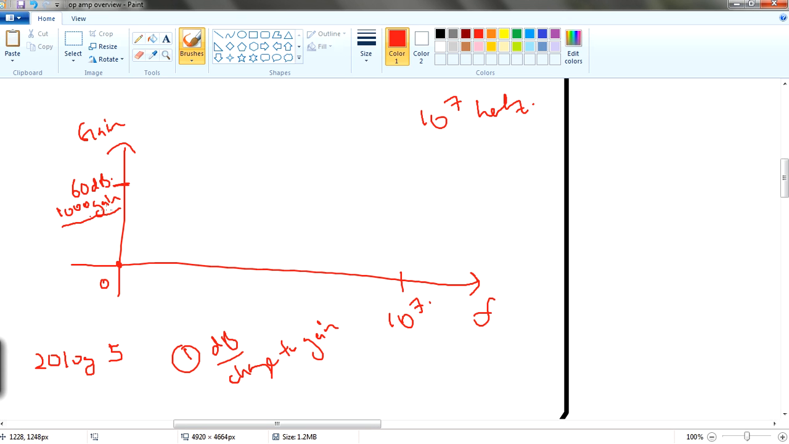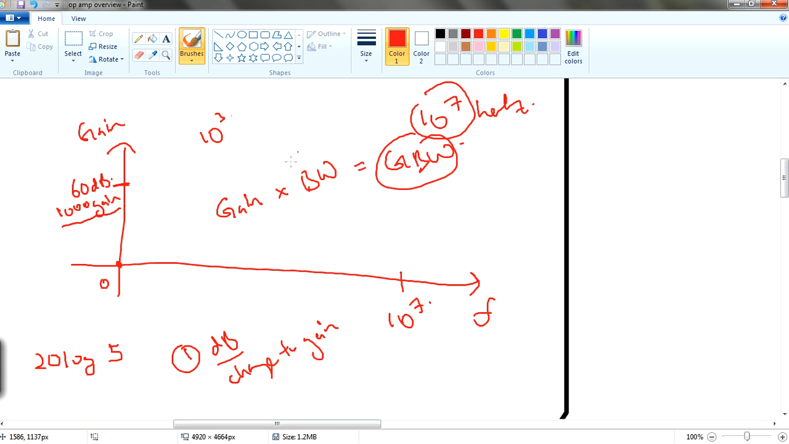Okay, change to gain 1000 gain. So it's 10 to the power of 3. Gain bandwidth means what? Gain bandwidth product by definition is taking your gain times your bandwidth, and you get your gain bandwidth. Right? So you know that your gain bandwidth is 10 to the power of 7 Hertz. So you know that your gain is 10 cube. You know your gain bandwidth is 10 to the power of 7.